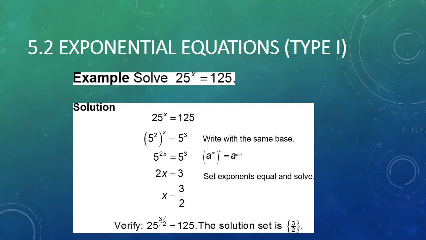So 25 is 5 squared. So we have (5 squared) to the x, and 125 is 5 to the third. When you raise a power to a power, you multiply the powers. So we have 5^(2x) equals 5^3. Now that our bases are equal, we really don't need them anymore, and we can just set the powers equal to each other. 2x equals 3, and solve: x equals 3/2. And then you can double check. 25^(3/2) does indeed give you 125.